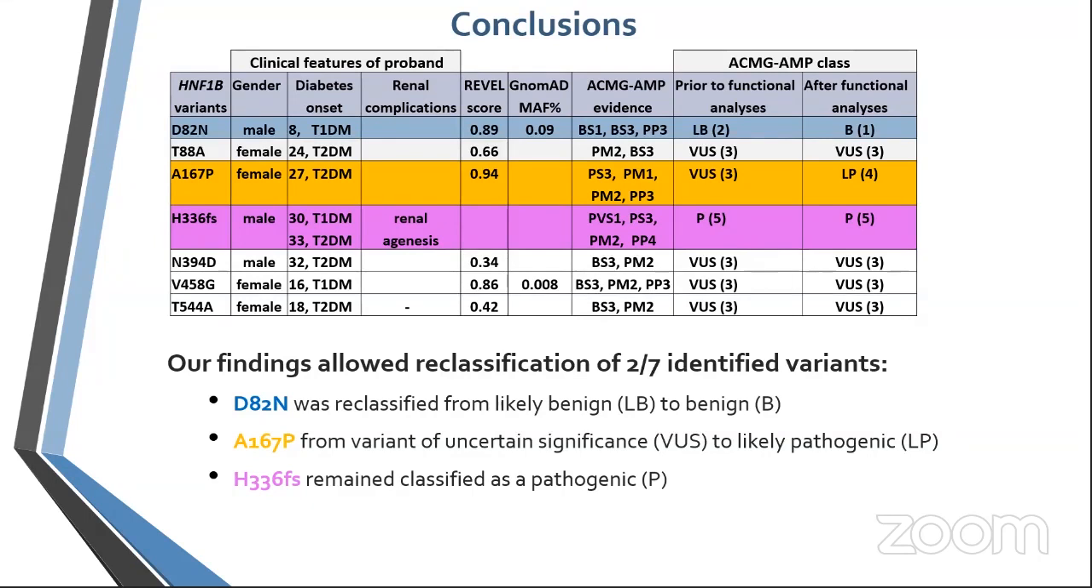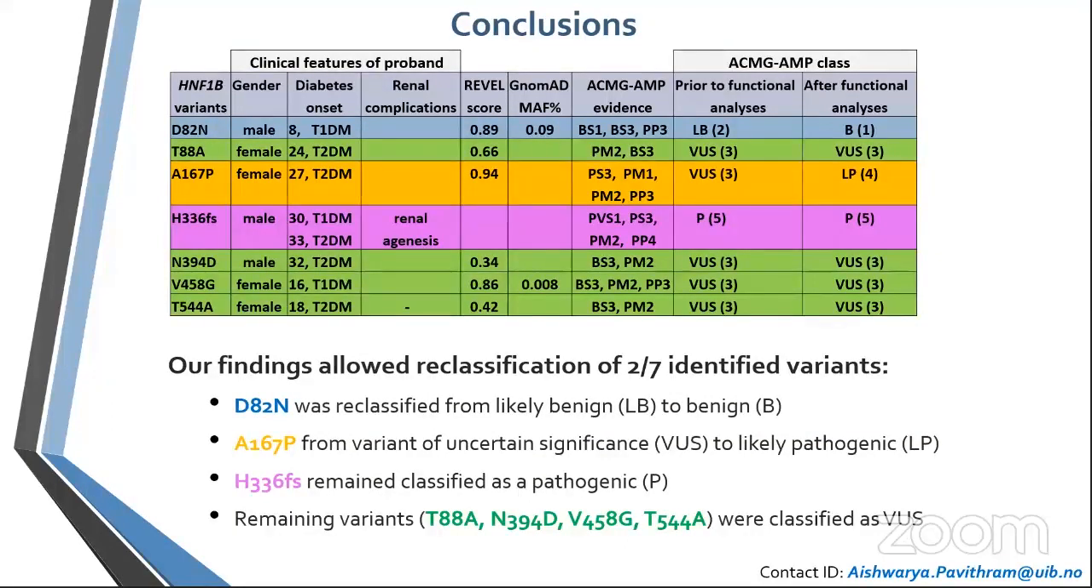Also, the frame shift variant was previously classified as pathogenic based on the clinical features of the patient, as the patient was born with a single kidney, a feature which is consistent with MODY5. Indeed, our studies have also shown significantly reduced functional activity and thus supported its pathogenicity.